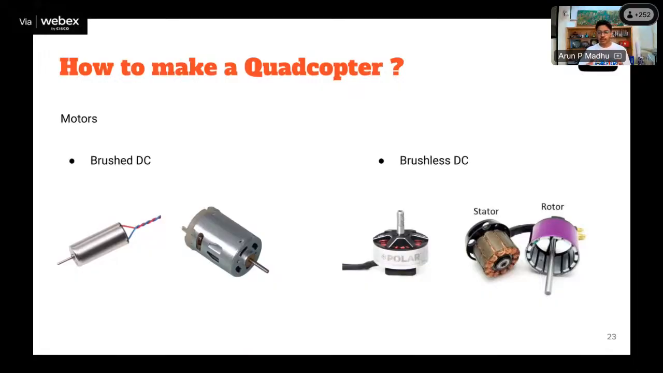If someone is interested in building, this is something you have to keep in mind. A particular motor or a particular propeller will give a certain amount of thrust and things like that. It will also depend on the battery. So people who are interested can look for that also while you are building a drone.